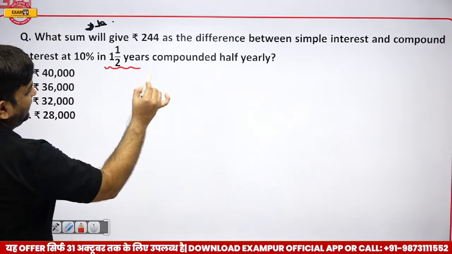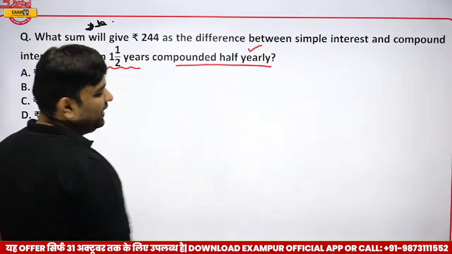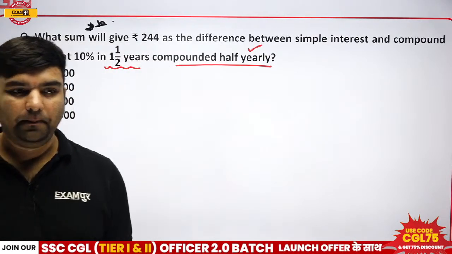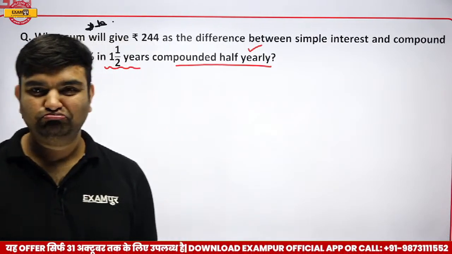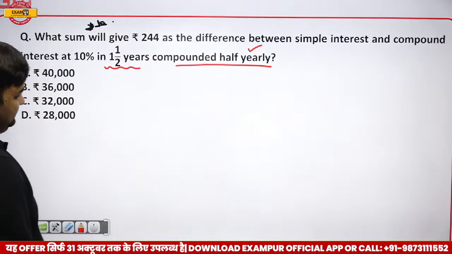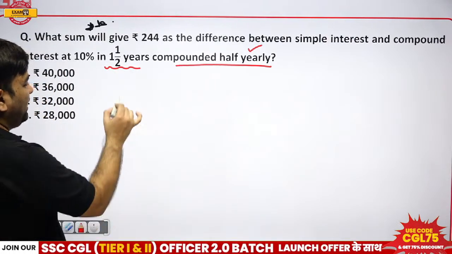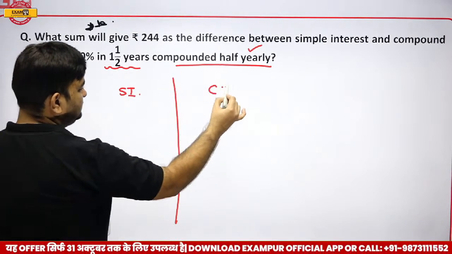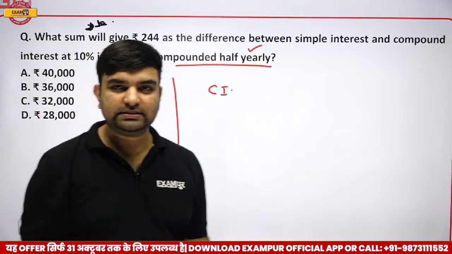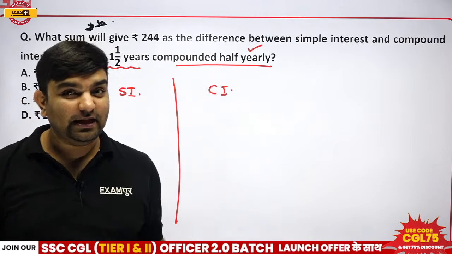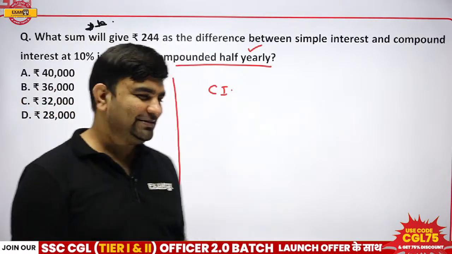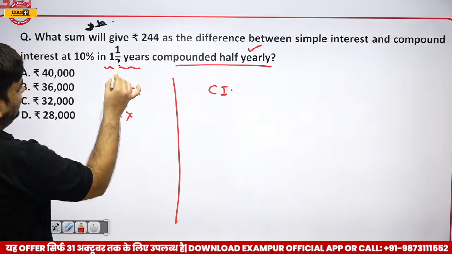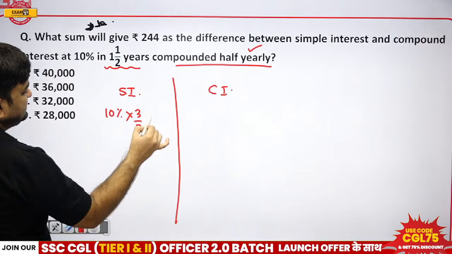1.5 year, compound. One extra step: compounding is done half yearly. For SI, it does not matter. For CI, everything matters. For SI, nothing matters. For SI, it is only the 10% rate. And 2 plus 1, that is 3/2 years.